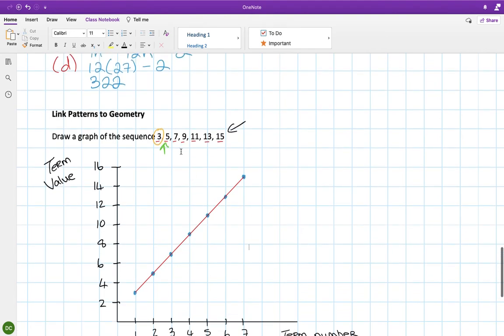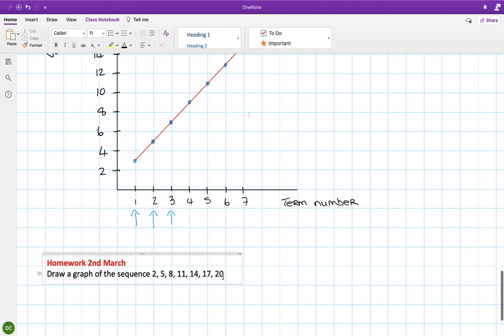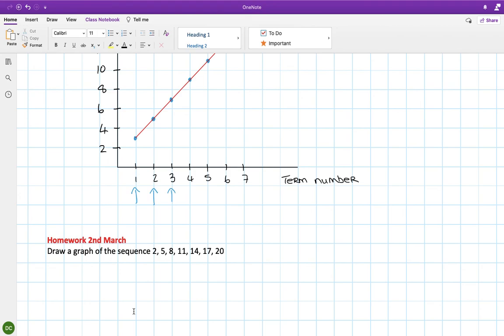Okay, so same as this, you're going to need to count the terms so that you know what to put across here. So I had 7 terms, so that's why I have 7 across here. And then up the side, the highest value here was 15, so I had to make sure I could get up to 15. Okay, so I went up in 2s. This time you're going to have to get up to 20, so you might still go up in 2s, or you might decide no, 2s is probably the best thing for this one as well, so you'll go up in 2s, you're just going to have to go a bit higher. Okay, and then put your dots on the graph.